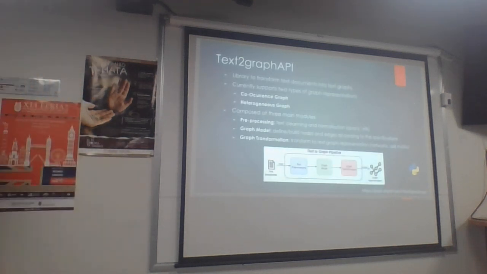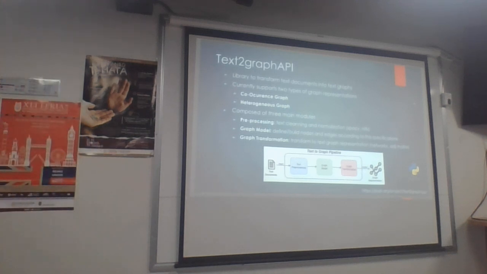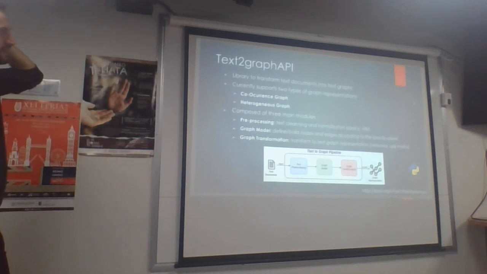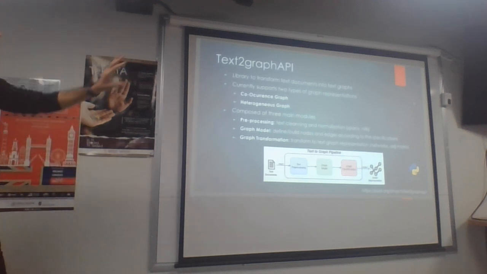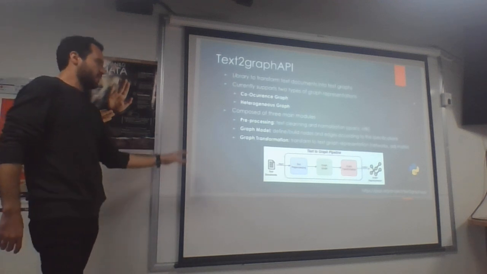So, with that, we notice that building these kinds of graph representations is an easy but tedious task. So we decided to build a library in Python called the Text-to-Graph API. The idea here is to build in a more easy and flexible way these text documents into text graph representations. For example, this supports the co-occurrence and the heterogeneous graphs that I described before. And the library is very simple.